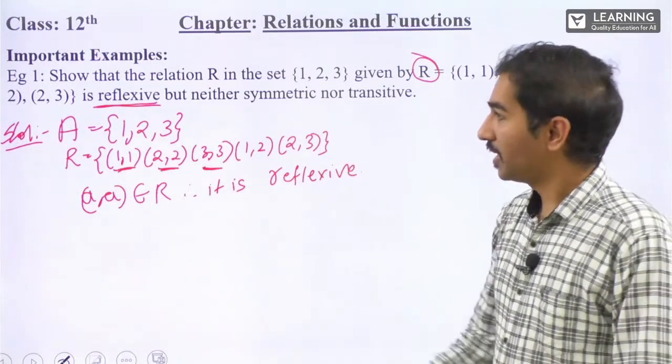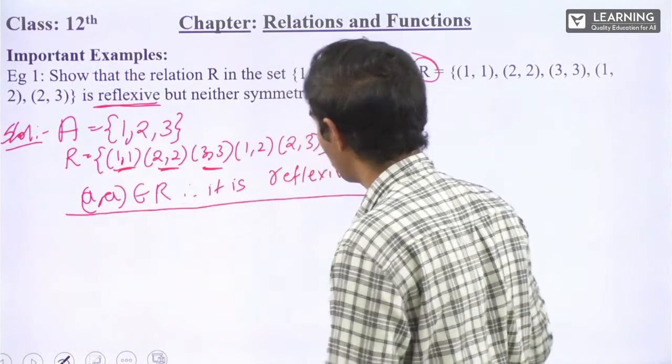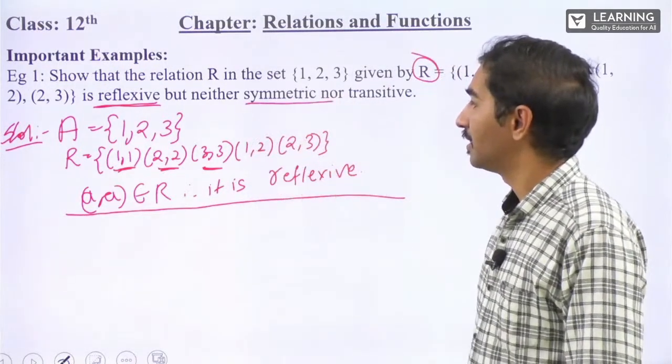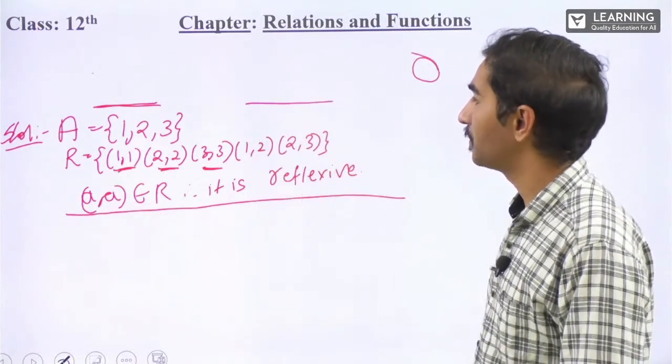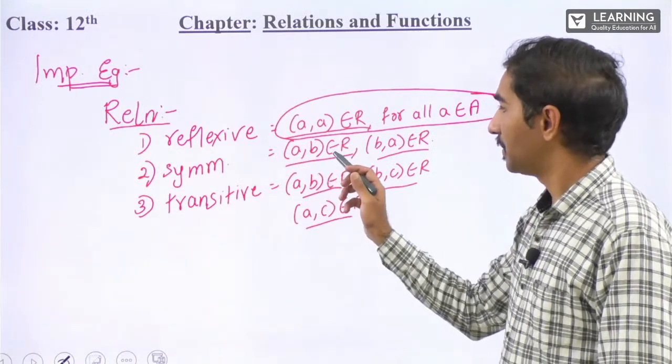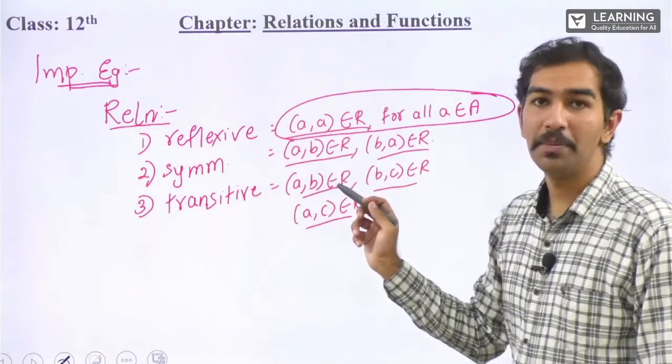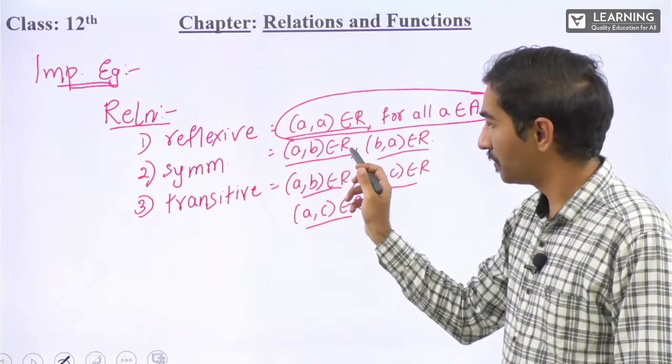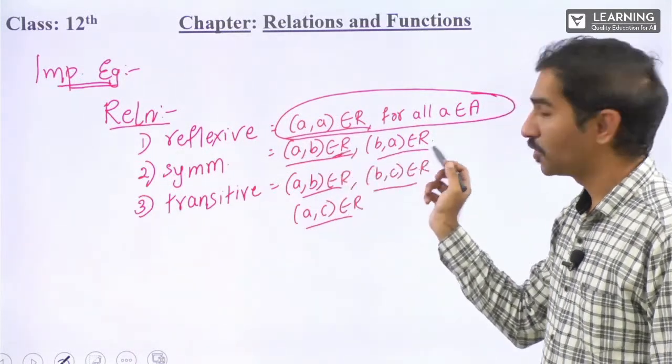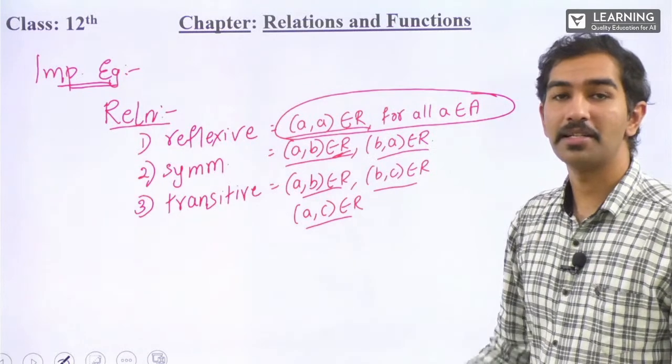Okay. So the reflexive is done. Next, moving on to symmetric. Symmetric means, again moving back to the previous slide, if (A, B) belongs to R, then (B, A) also should belong to R. Then we can call that relation as what?